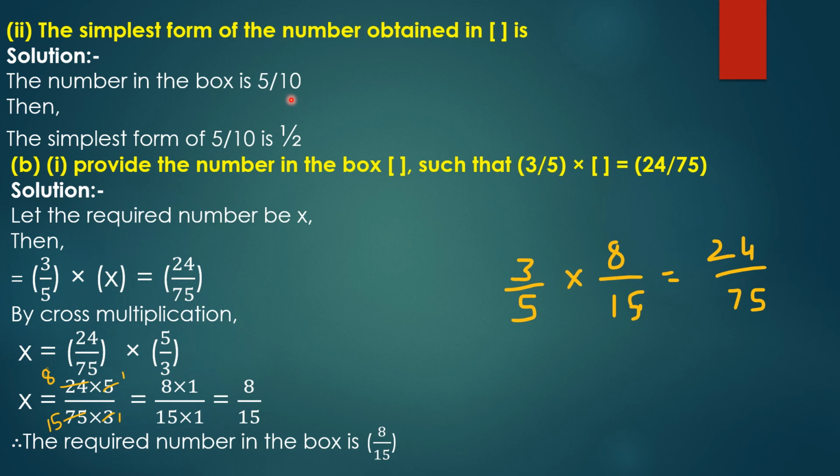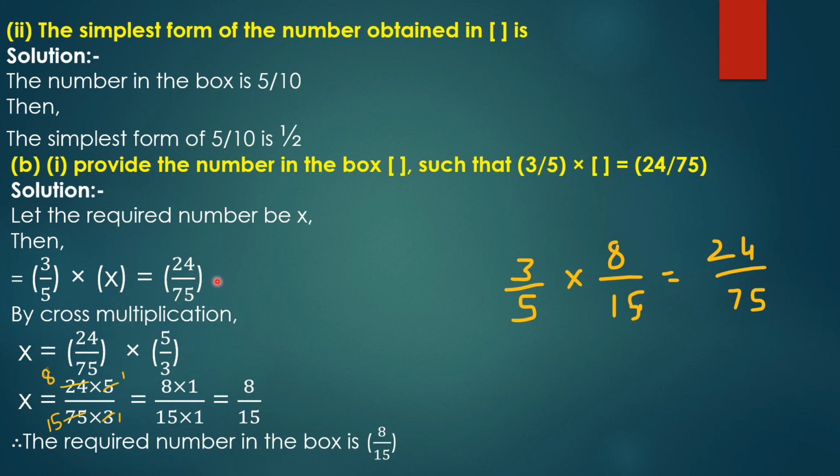Now let us see the next sub-question B. Under that, the first one, provide the number in the box such that 3 by 5 into dash is equal to 24 by 75. So this is also similar to the previous questions. This also has to be solved in the same way. So let the required number be x. Then 3 by 5 into blank equal 24 by 75. It will become 3 by 5 into x equal 24 by 75. Now we have to do the cross multiplication to get the value of x.